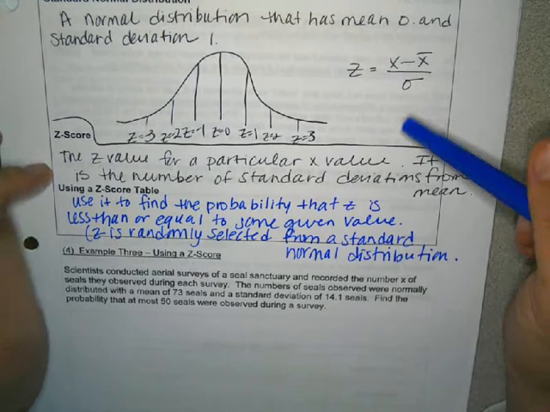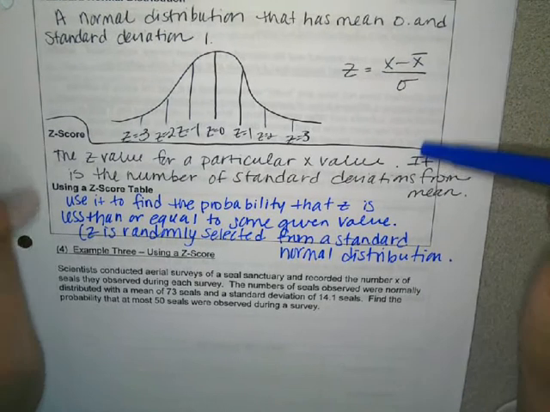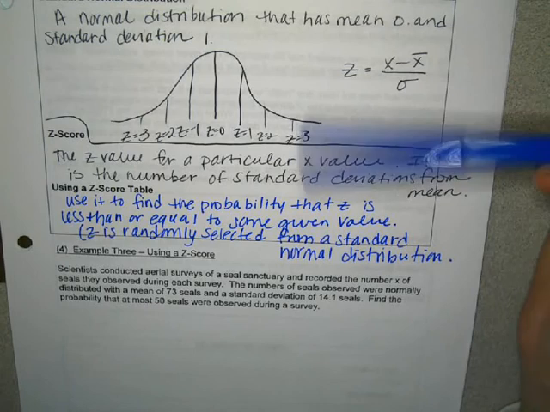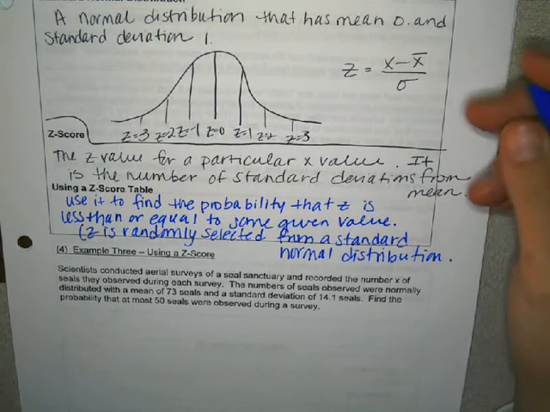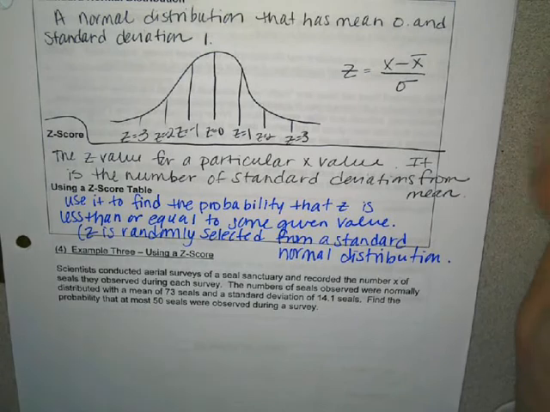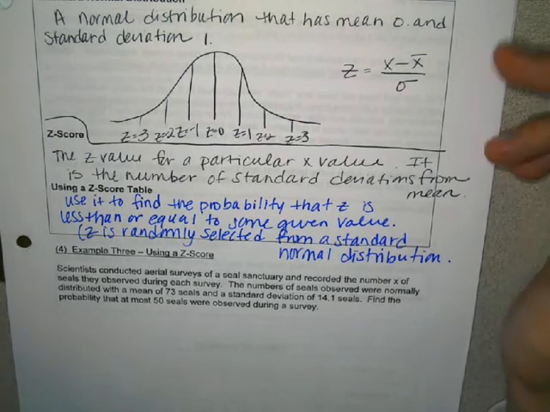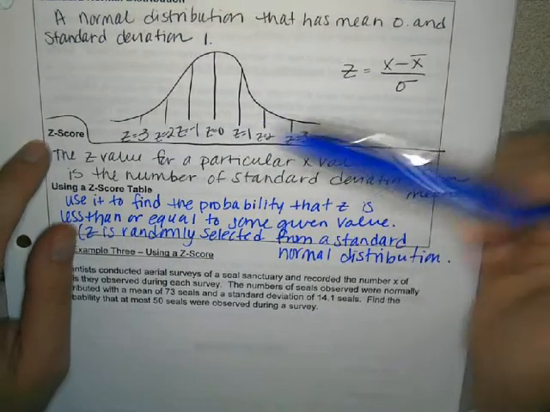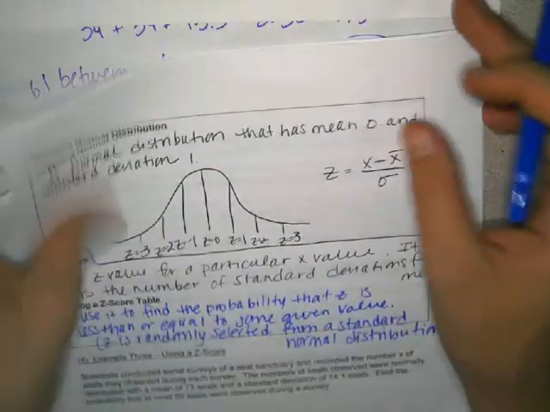So a z-score, a z-value for a particular x value, is the number of standard deviations from the mean. So instead of saying the standard deviation is 14, let's say, we would say, okay, if the z-value is 2, that means the x that you're looking for is 2 standard deviations from the mean. It's basically answering the same question, just a different way, because it's looking more at standard deviations instead of numbers like how we had yesterday.